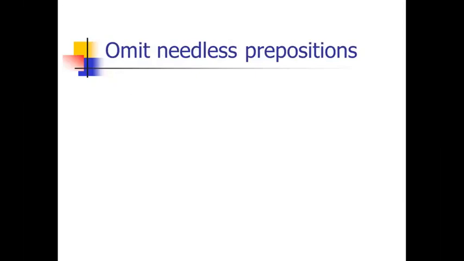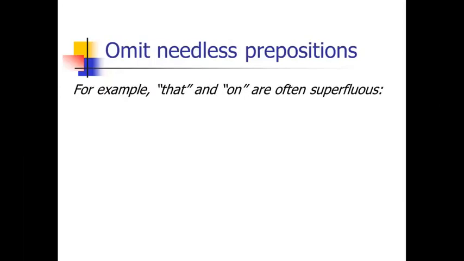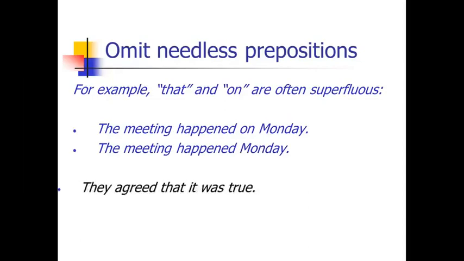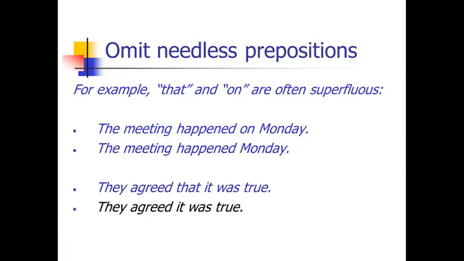And then finally, another kind of small thing that you can omit, but I want you to start paying attention for, are needless prepositions. A lot of times, prepositions like that and on are completely unnecessary. And when you have to get your word count down, here's a good place to strip some extra words. So for example, the meeting happened on Monday. Well, actually that on is unnecessary. You could just say, the meeting happened Monday. Or, they agreed that it was true. Well, just say, they agreed it was true. You don't need the that. So a lot of times you can get rid of those kind of extraneous prepositions. You might think you need them, but if you take them out, you realize you actually don't.